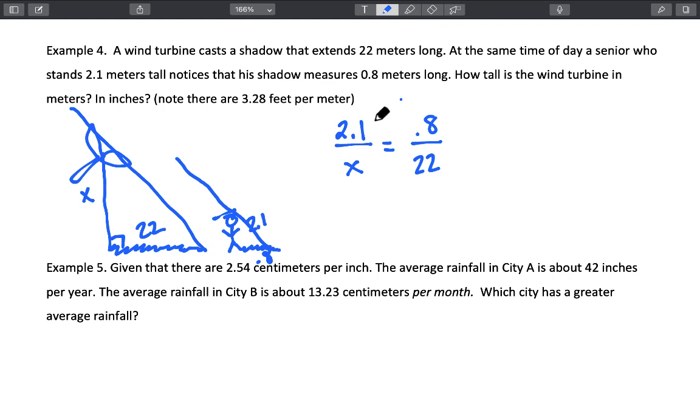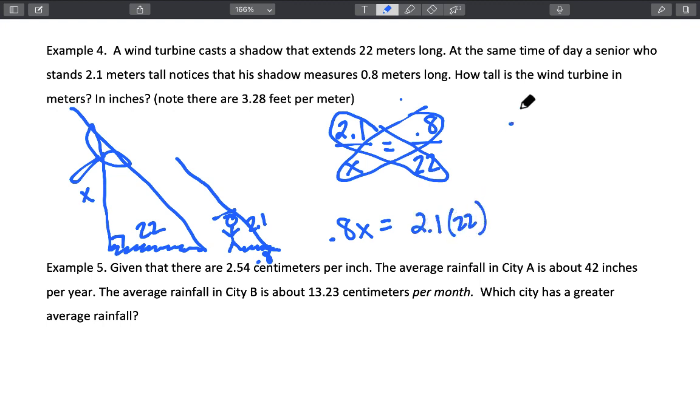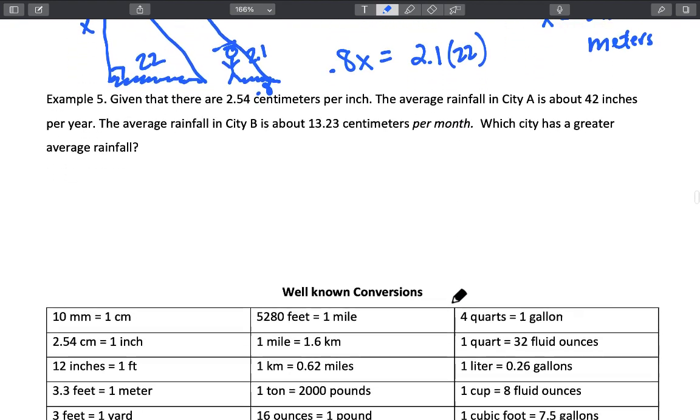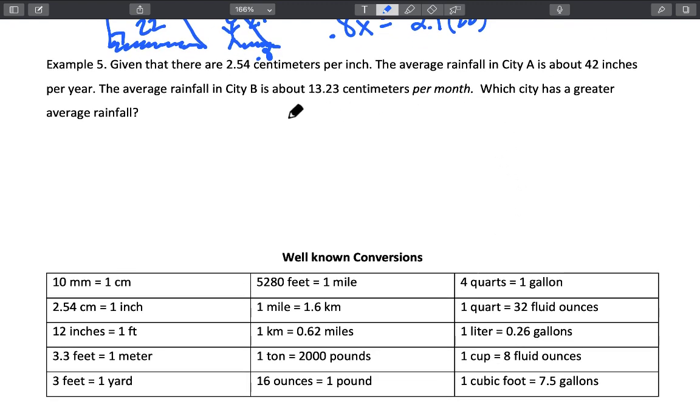All right, so here we have our 2.1. We're going to now solve this by cross multiplying. 2.1 times 22 is equal to 0.8 times x. And that is going to set up the equation 0.8x is equal to 46.2. And then when we divide over that 0.8, we'll get x, which is the height of our wind turbine, to be 57.75 meters.